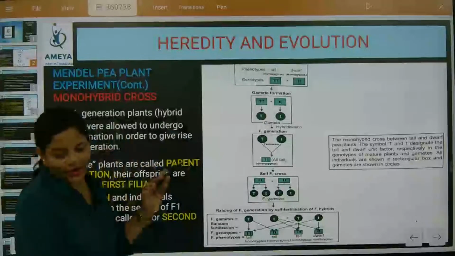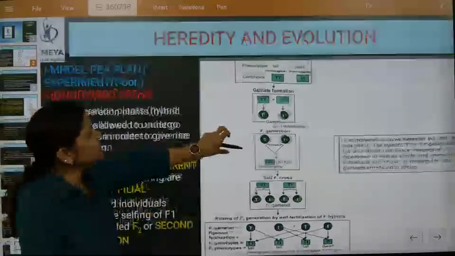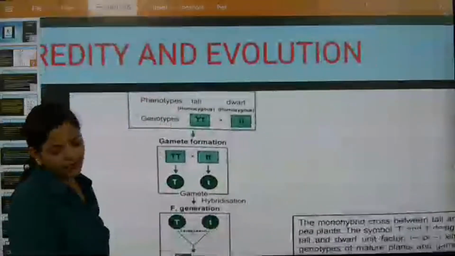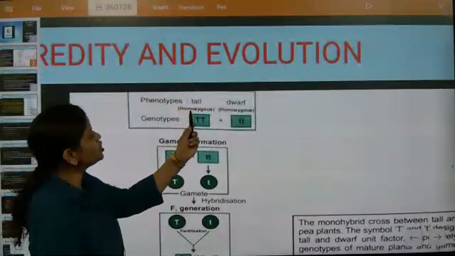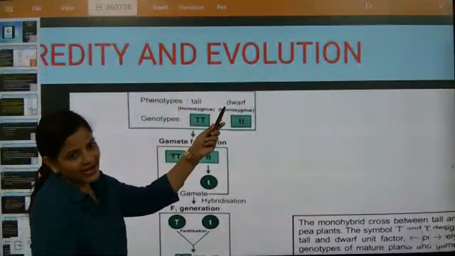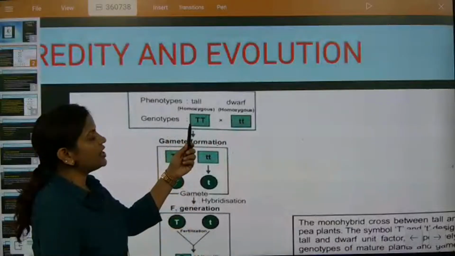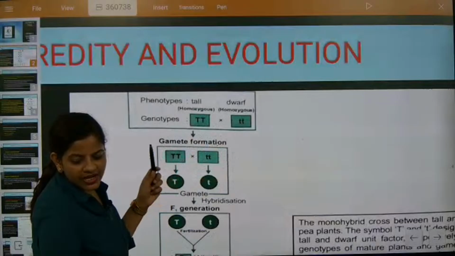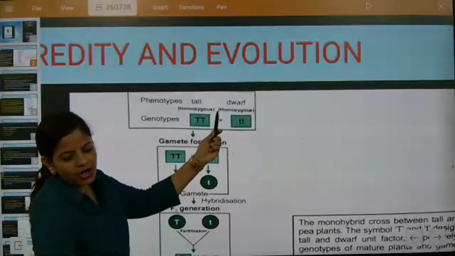Now look at Mendel's pea plant. This is Mendel's pea plant experiment in the F1 generation. One by one we will do that. This is phenotype. Phenotype is physical appearance. Physical appearance here means tall and dark, but it is a pure line. Pure line means both the traits have to be either dominant or both the traits have to be recessive. So quickly just check this one out. So here genotype is TT or small tt.